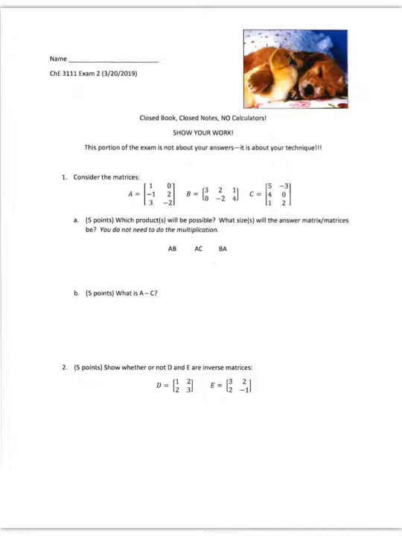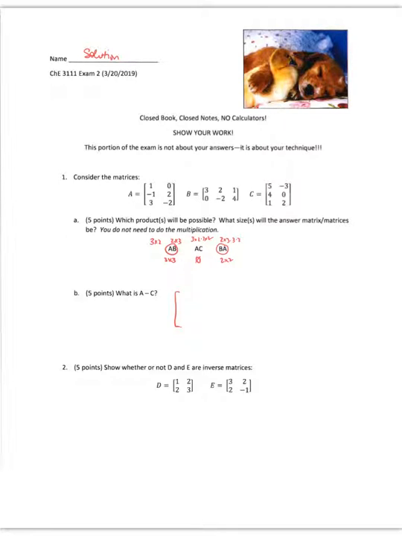If you had the other version of the exam, then your answers will be only slightly changed. So in this case, A is going to be 3 by 2, B is 2 by 3, and so you get an answer that is 3 by 3, and it's possible. AC is 3 by 2 times 3 by 2, which is impossible. And B times A is 2 by 3 times 3 by 2, which is a 2 by 2, which is possible.